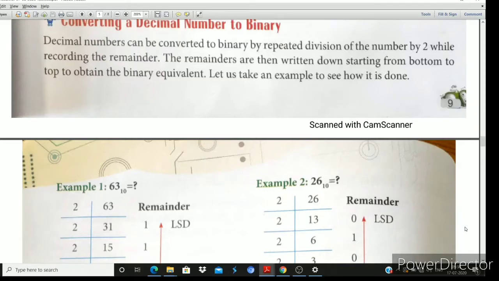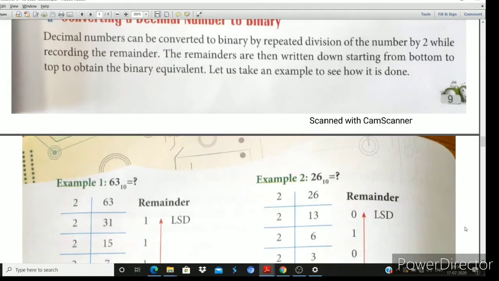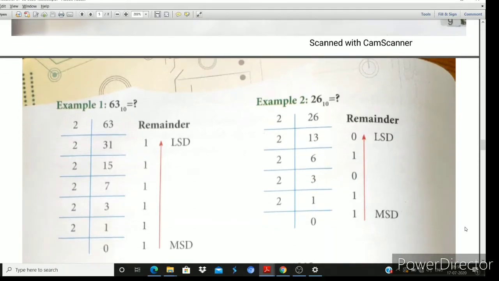So what we need to do is divide that particular number by 2 and record the remainder, and read the remainders from the bottom to the top. Okay, let us take an example and see how it is done.